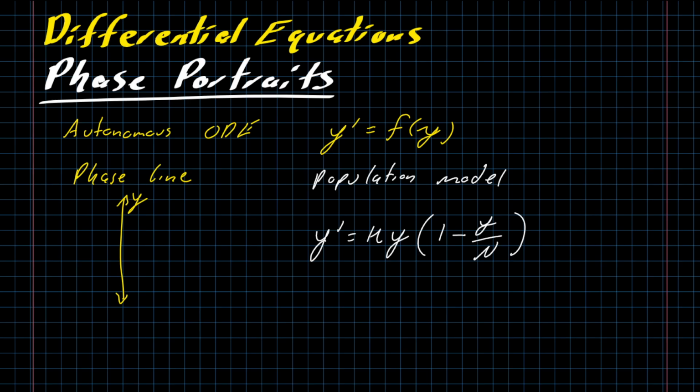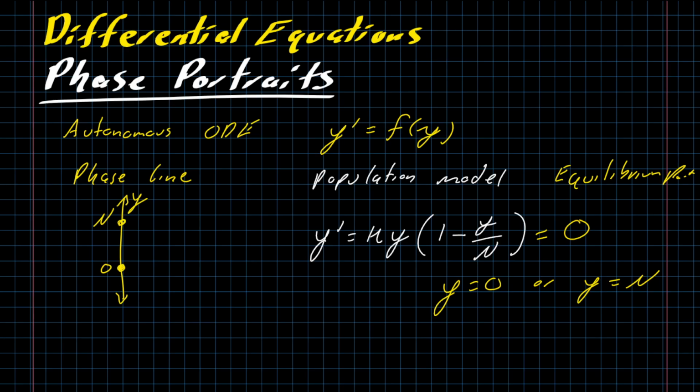And so we analyzed this in our phase line by looking for our equilibrium points, which we got by setting that derivative equal to 0. And in this case, we get that y equals 0 or y equals n. We plotted those things on our phase line, and we tracked whether y would be increasing or decreasing in various regimes.